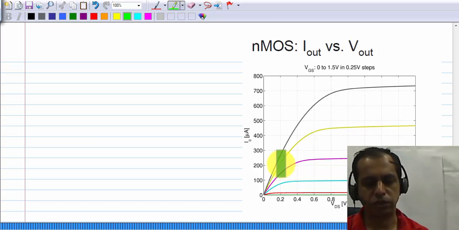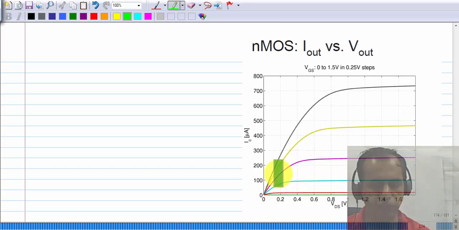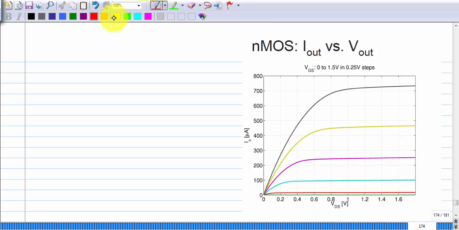Now here I show the simulated ID versus VDS characteristics of a real MOS transistor that I have used in many designs, and you can see that it sort of follows what we have been using. It won't be exactly square law.